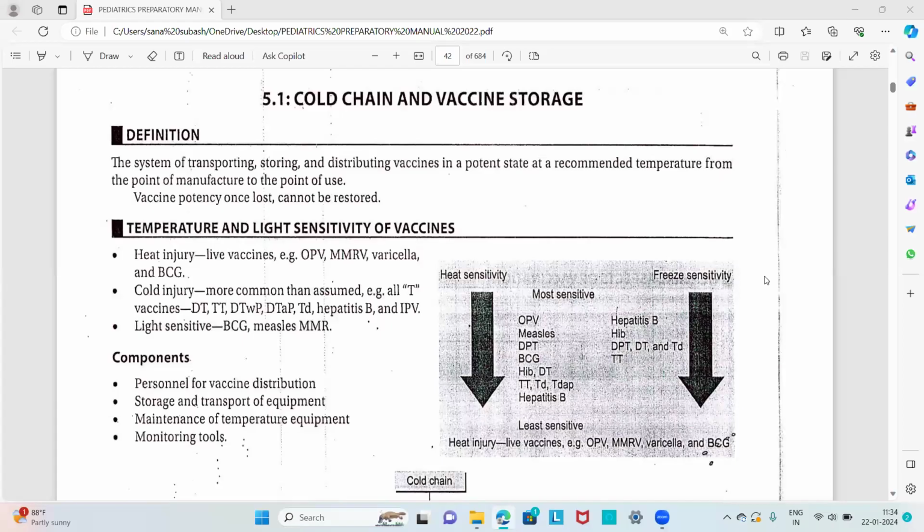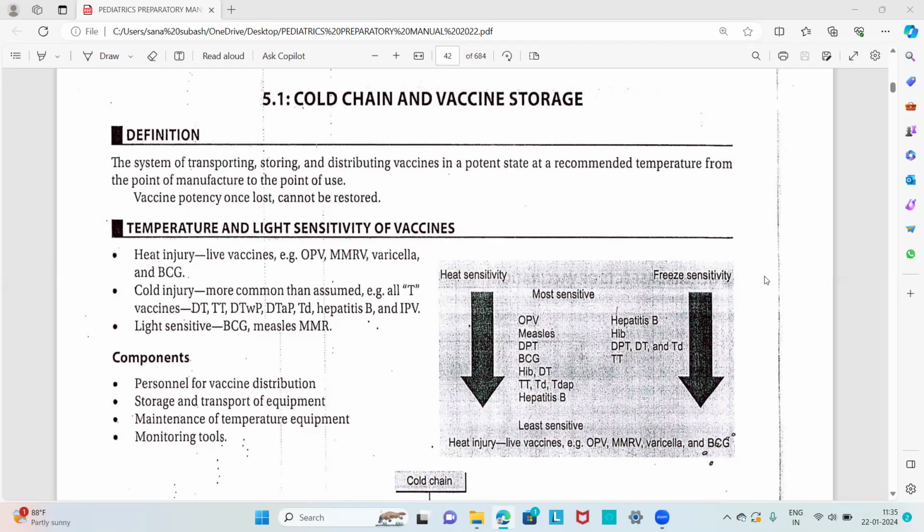Hello everyone. In this video, we are going to discuss certain questions regarding the immunization chapter. The usually asked questions are about the cold chain and vaccine storage, vaccine vial monitoring, and the national immunization schedule of the vaccines, and also about some individual vaccines like the MMR vaccine and the pneumococcal vaccine. These are all the questions regarding the immunization chapter.